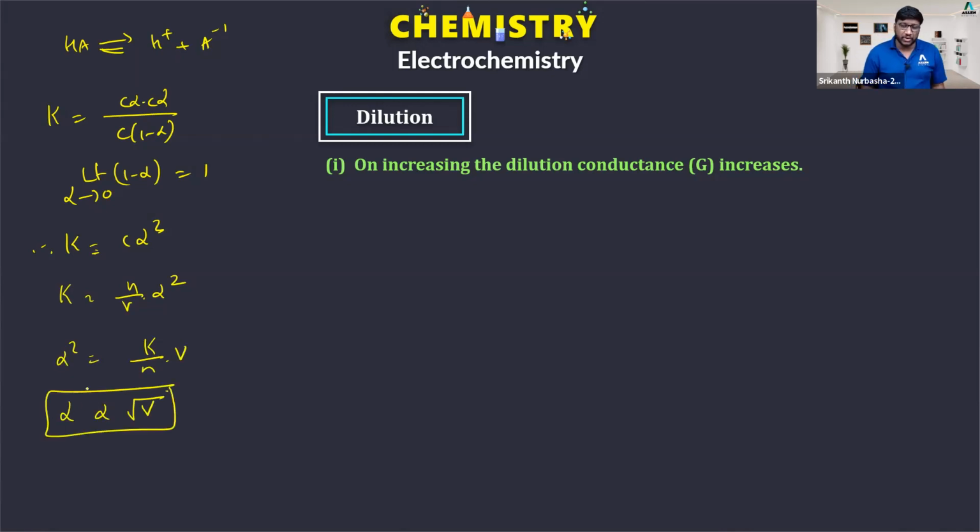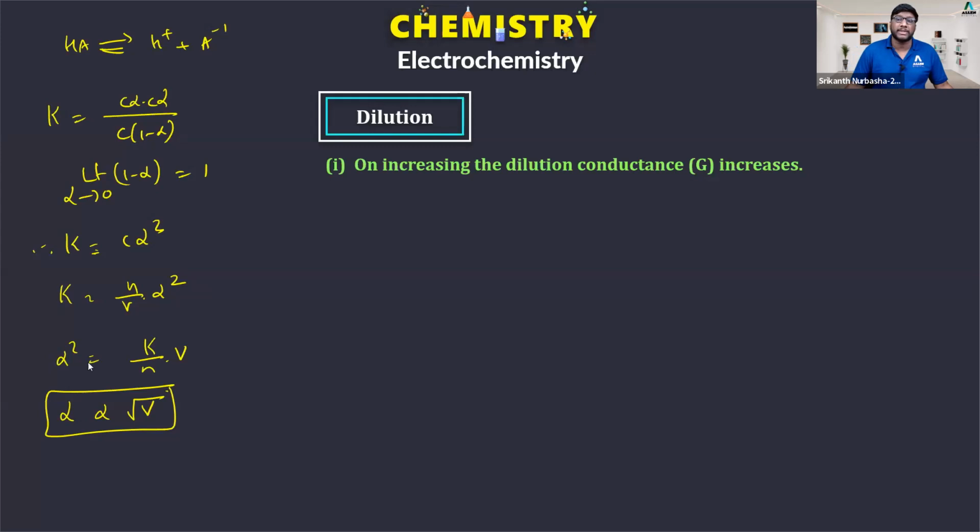So the degree of dissociation alpha will increase if I increase the volume of the solution. If I do the dilution, obviously the volume of the solution increases, so alpha increases. More ions are obtained, and the greater the number of ions, the greater the conductance. So upon dilution, whether it is a strong or weak electrolyte, the conductance increases. For strong electrolytes, conductance increases because of the decrease in interionic attraction. For weak electrolytes, conductance increases because of the increase in the degree of dissociation.